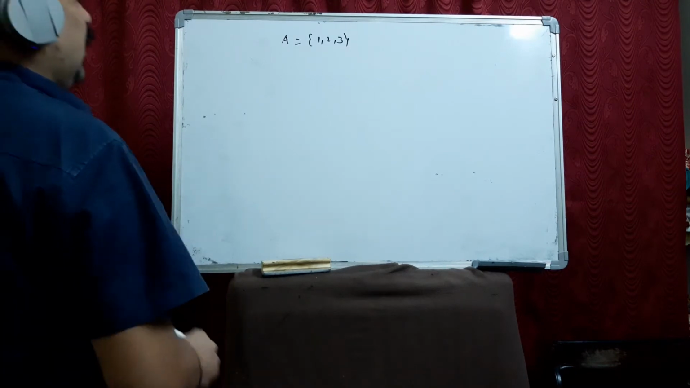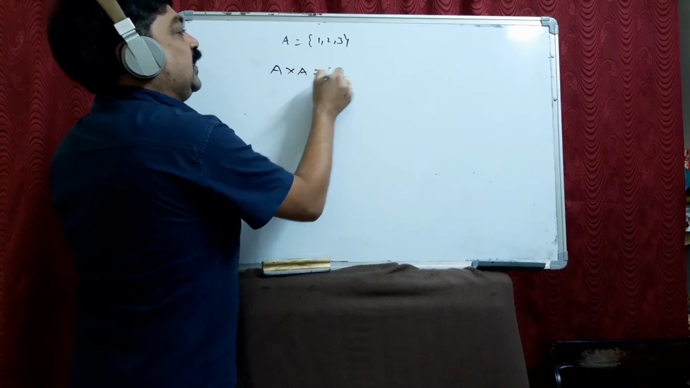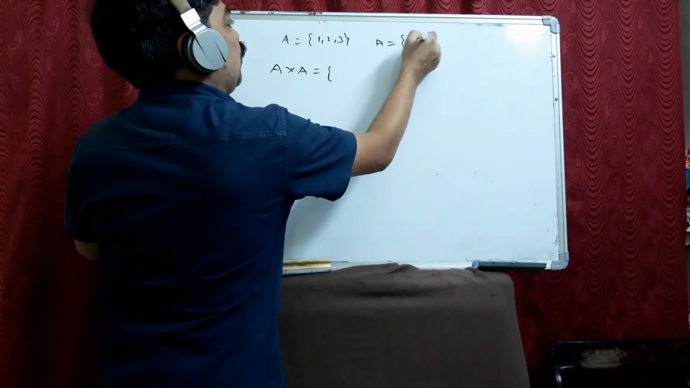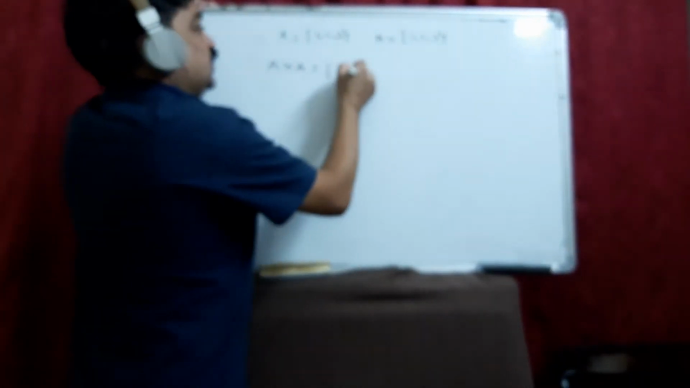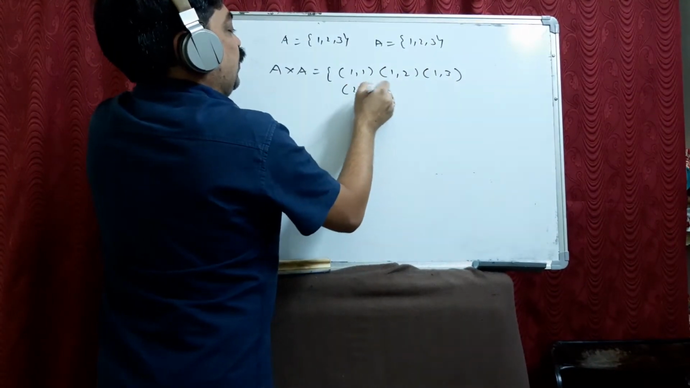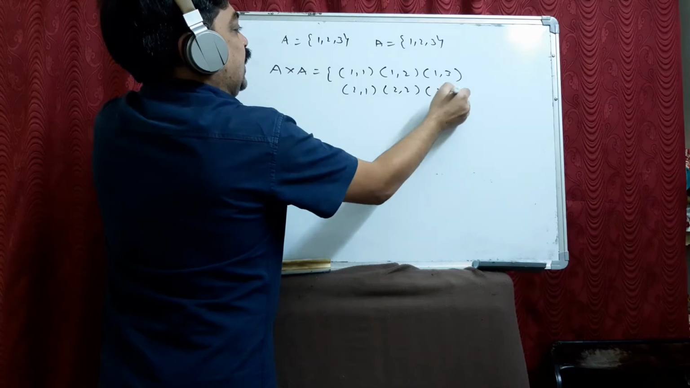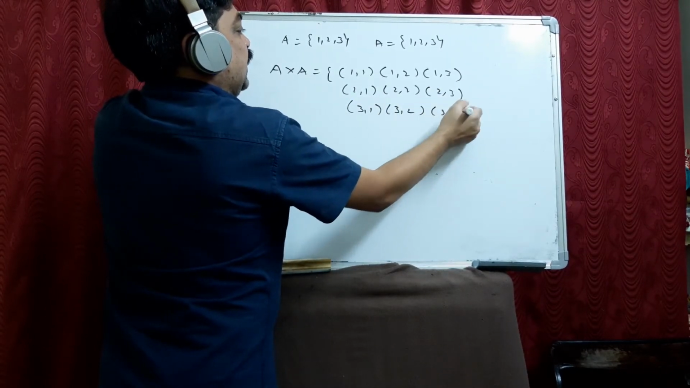Now, what if they ask us to find A cross A? We just write A two times, 1, 2, 3, with all the mappings. How many ordered pairs should we get here? 3 into 3, 9. So (1, 1), (1, 2), (1, 3), (2, 1), (2, 2), (2, 3), (3, 1), (3, 2), (3, 3). That's it.